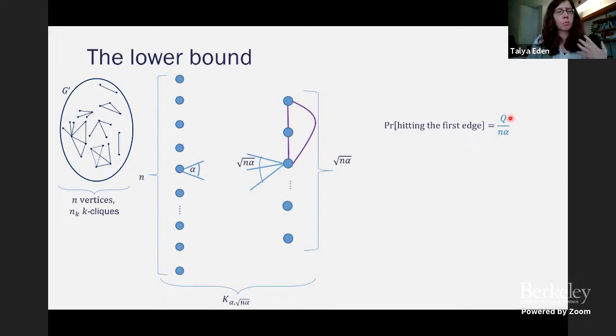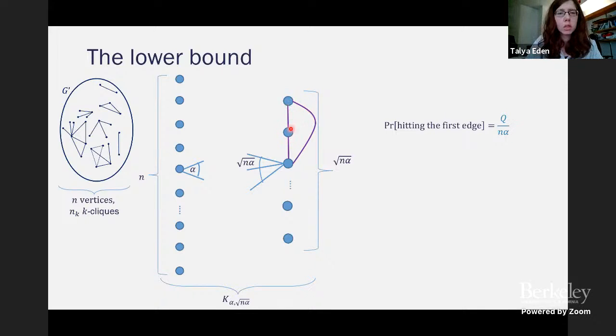So the probability of hitting this edge, there are n alpha many. Say you are given a budget of k q queries. So if you spend the first q on trying to see this edge, the probability of success is q over n alpha, because there are n alpha many pairs here. If you just sample them uniformly at random, that's the best you can do to find this edge. So the success probability is q over n alpha for the first edge.